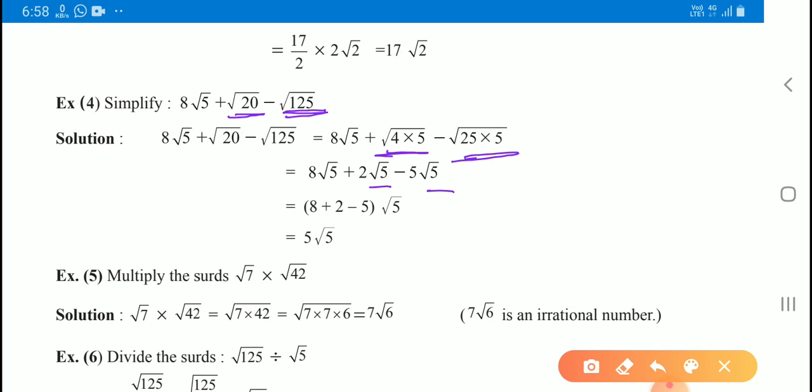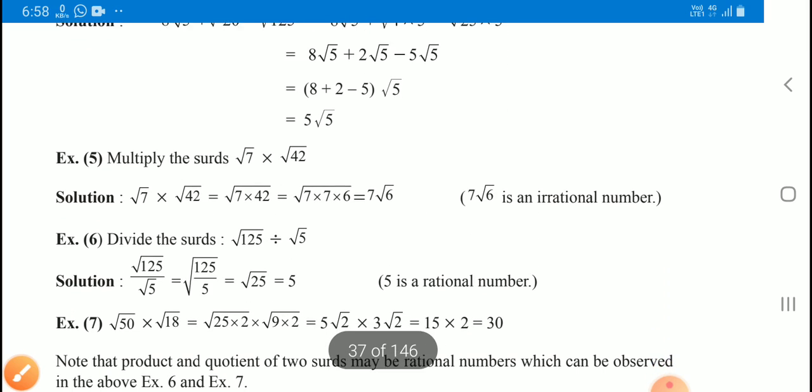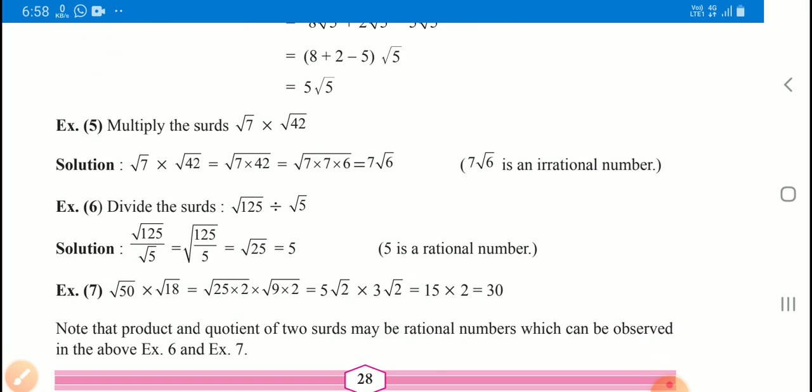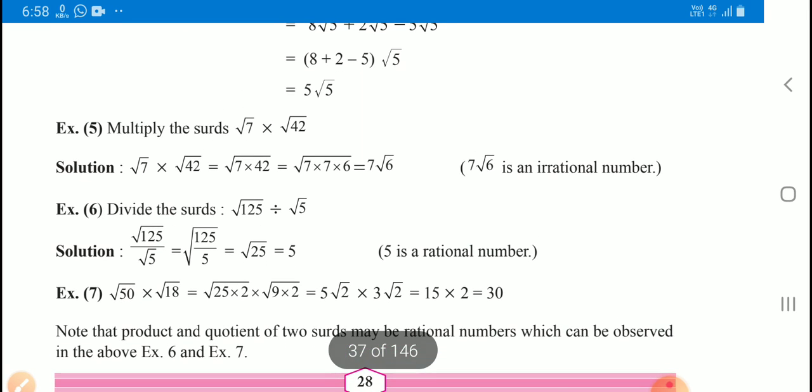Here 8 plus 2 minus 5, your answer is 5 root 5. Okay. Now the next example they have given is to multiply the surds. While doing the multiplication of surds, what do we have to do? Bring the surds in which form? You have to take the surds in the square root sign only, in the radical sign only. Then multiply, and if you can factorize these surds into one number that is a perfect square and another number that is any other number, then factorize it and find the answer.